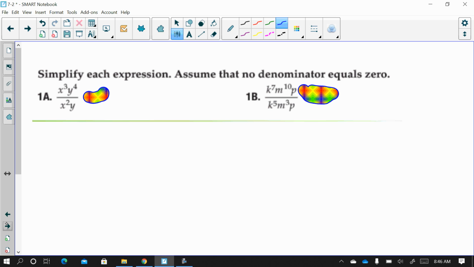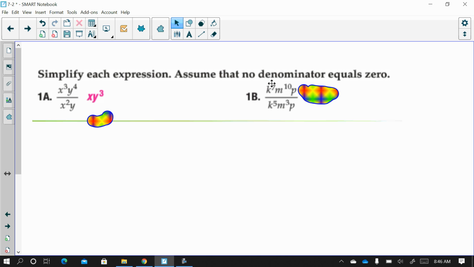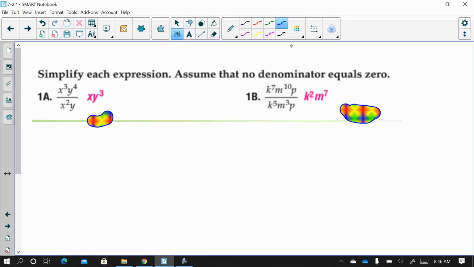Pause the video, try the first problem, please. So you should be subtracting. 3 minus 2 is 1, 4 minus 1 is 3, so x y cubed. Pause the video, try letter B. Again, subtracting, so 7 minus 2, 7 minus 5, 10 minus 3, and 1 minus 1 gives you k squared m to the 7th. Remember, if I have the same number, they just cancel. That's why there's no p's in the answer to that one.